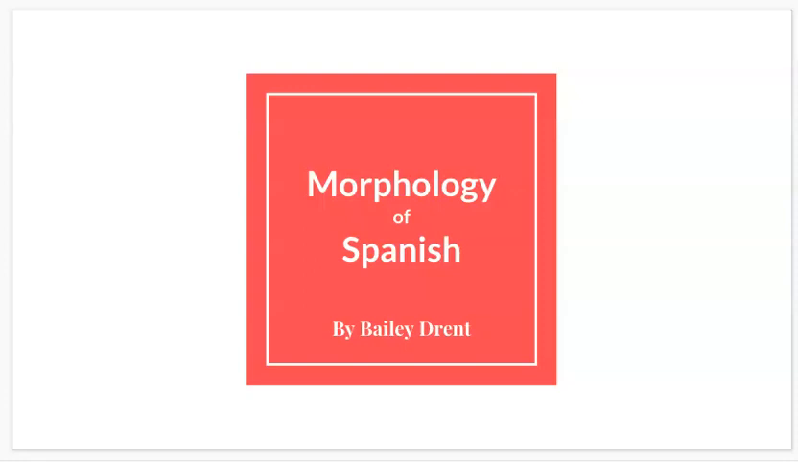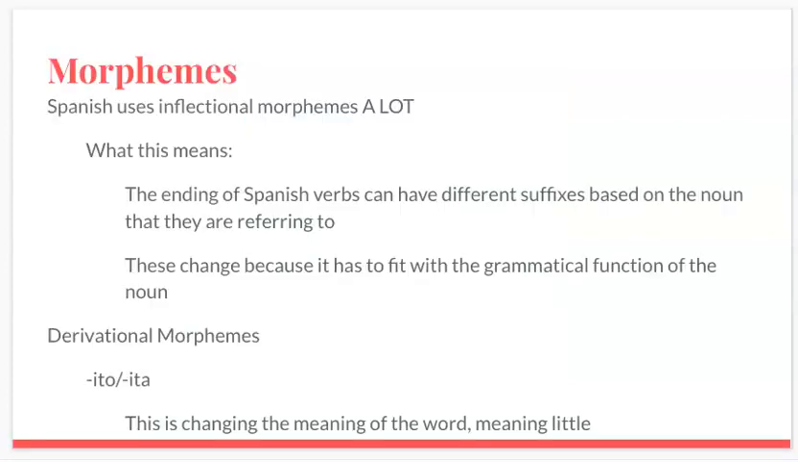I will be talking about the morphology of the Spanish language. Morphemes in Spanish are very inflectional, there are a lot of them, and what this means is that for verbs, those verbs can have different suffixes based on the noun that they are referring to, and these changes happen because it has to fit with the grammatical function of that noun. There are some derivational morphemes. An example of that would be ito and ita, and this changes the meaning of the word, which is why it's derivational to mean little.